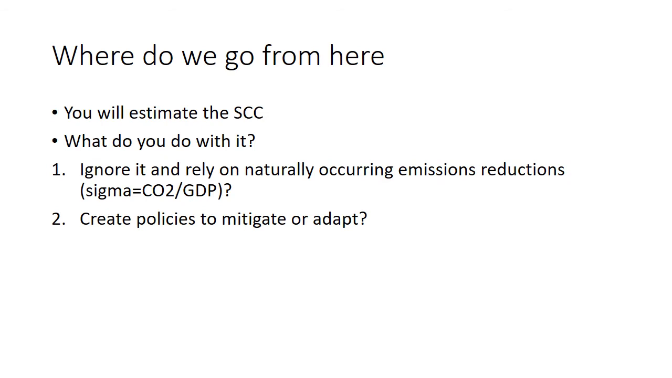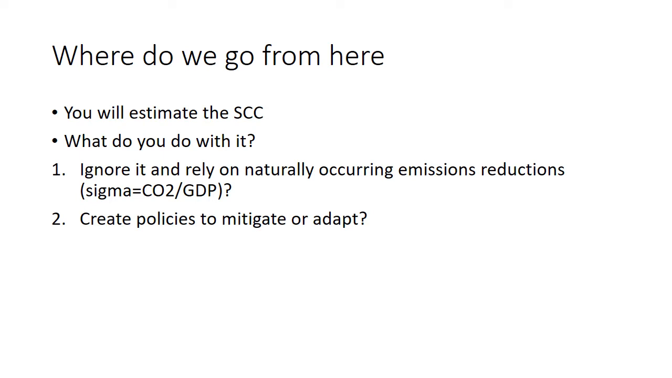Where do we go from here? You will estimate the social cost of carbon. You've already done this in one of your assignments, but you'll do it again for the final group project in your paper. And then what do you do with it once you've estimated it? Do you ignore it and rely on naturally occurring emissions reductions? In other words, the sigma parameter in the model.